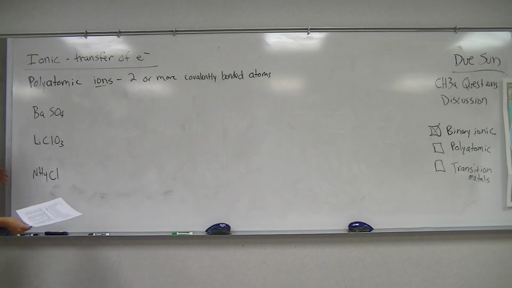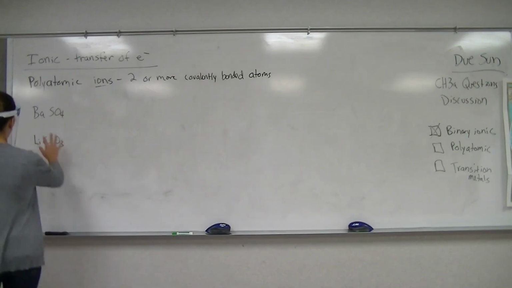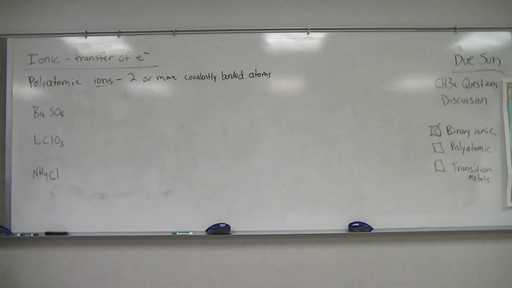So the best way is to just do it. That's why I just put up the chemical formulas. So we're going to explore, first off, how do you know there's a polyatomic in it, and then how do you name it. So this first example, we have barium, sulfur, and oxygen. So I have 3 elements present.